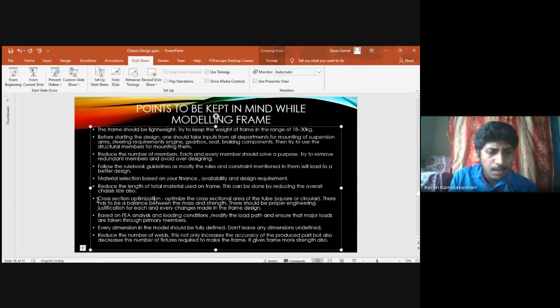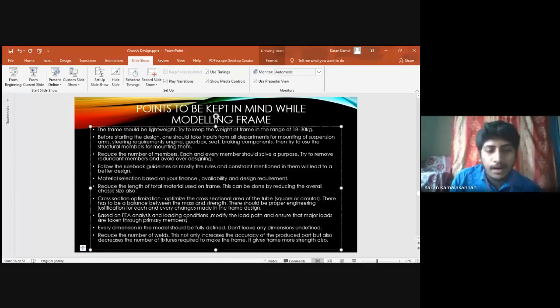Cross-section optimization, as I told earlier in the lightweight frame design. You should have proper knowledge of where to place more loads and where the vehicle will be subjected to more strength and less strength. That should be a balance, and there should be proper engineering justification. As a design engineer or analyst, you must know why you placed this kind of member or this kind of thickness. You must have a proper engineering justification for each and everything. That is most expected from an engineering perspective here. That is what learning is all about.